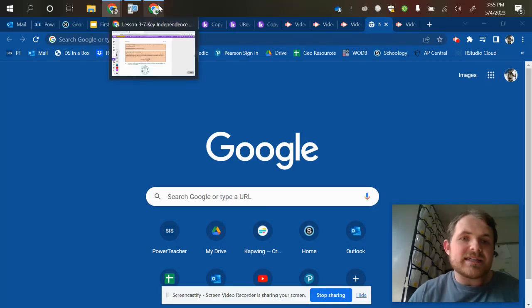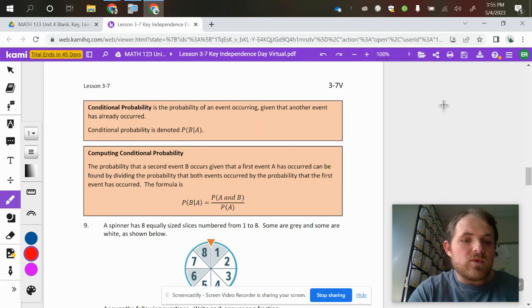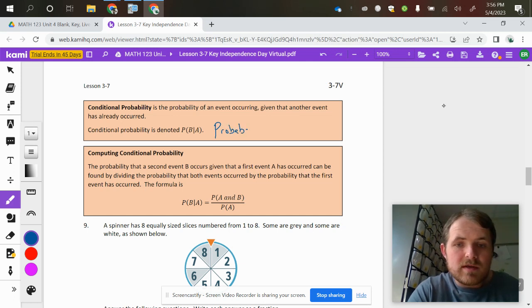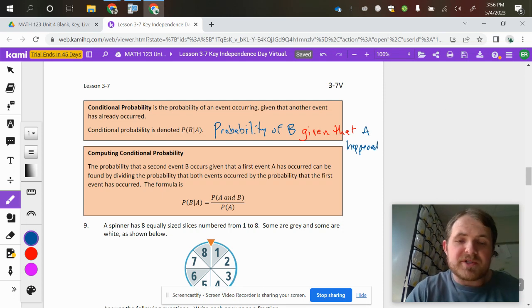So next we're looking at conditional probability here. And so the way this is read is the probability of B given that A happens. So again, this stands for probability of B given that A happens. So A would be the first event to occur.